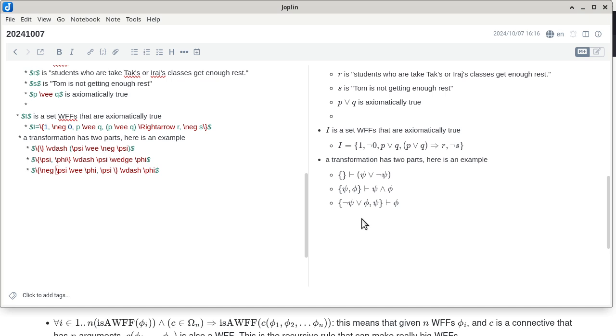Okay, but once I know what is psi and what is phi, I'm going to also look for psi by itself as a well-formed formula that is circled. So I search in the entire space. If I cannot find psi by itself, which is already circled, then I cannot fire this particular rule.